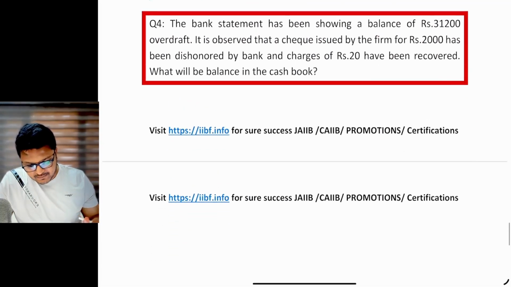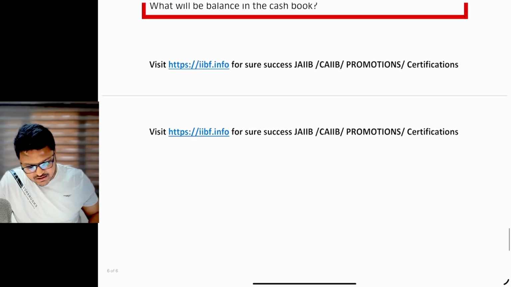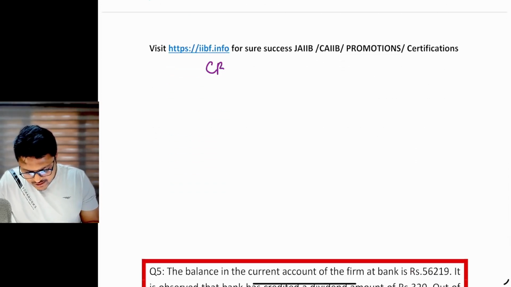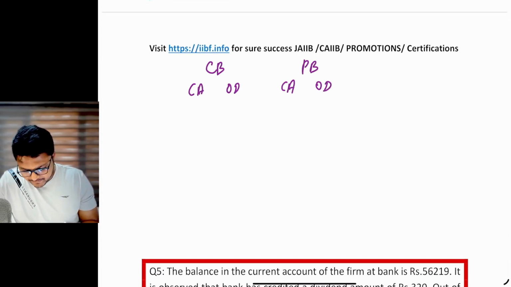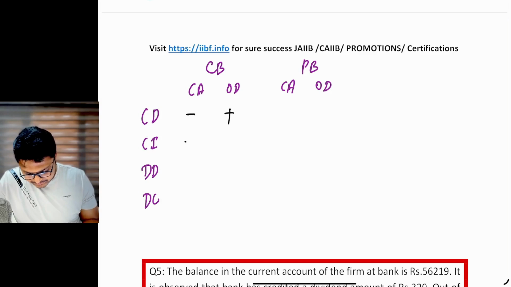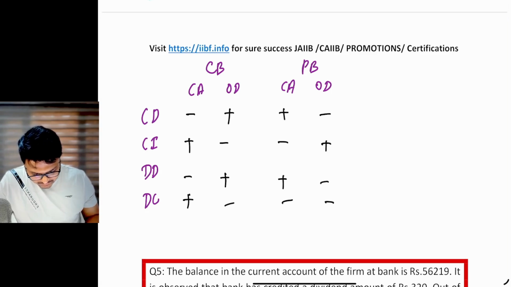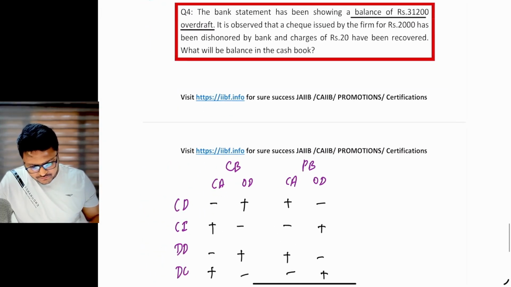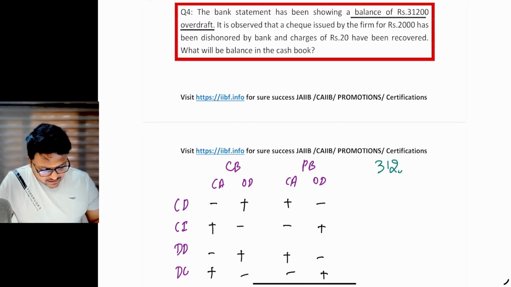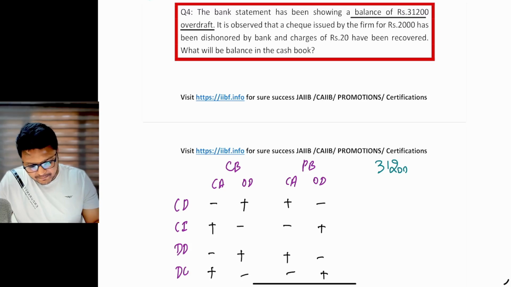So it says the bank statement has been showing a balance of rupees 31,200 overdraft. Now drawing the table again, it will just take a moment, right? So we are having the cash book balance columns and then passbook balance. Then it is a current account overdraft, right? And this is CD, CI, DD and DC. Okay, so it's starting with a minus sign. Now it is showcasing a balance of 31,200, overdraft balance, and this is a bank statement, means we are talking about the passbook. So it's a passbook overdraft, right? So we are dealing with the fourth column over here now.